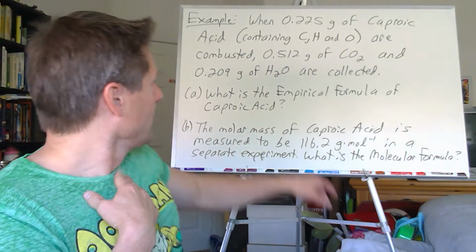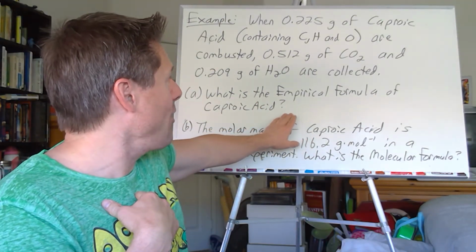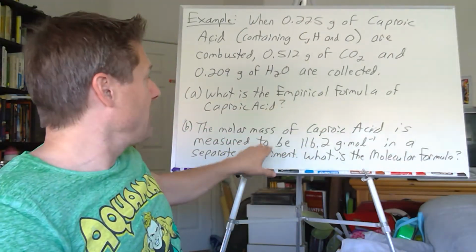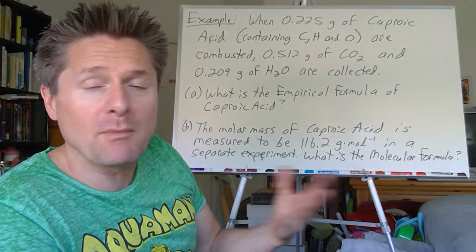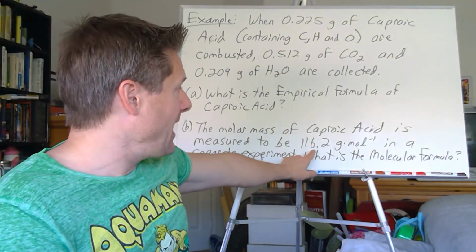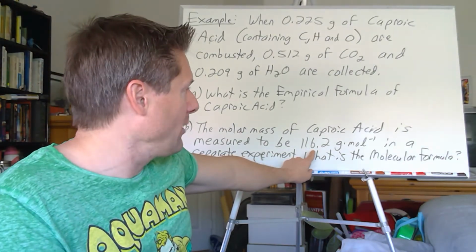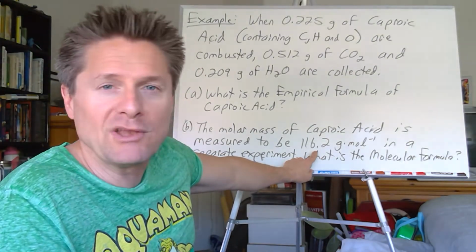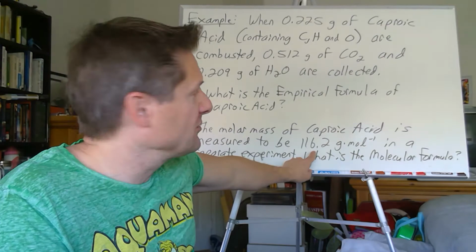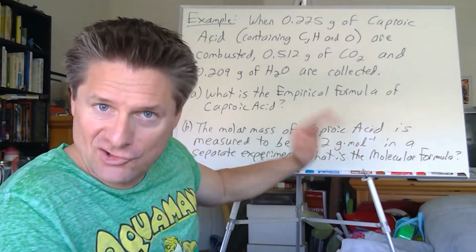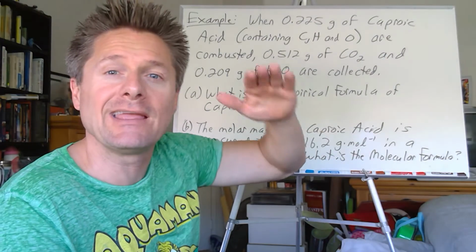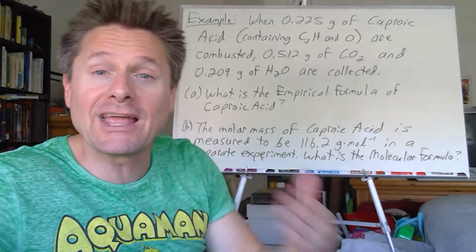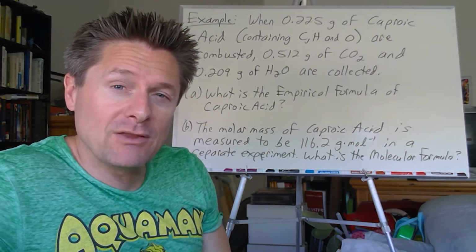Boom, we can do this. Notice A and B. Oh no, what is the empirical formula of caproic acid? We're just going to set up our table like we did last time. And then B, in a separate experiment, maybe from a mass spectrometer or something, the molar mass, they could do molecular mass as well. The molar mass of caproic acid is found to be 116.2 grams per mole. If it was molecular mass, it'd be 116.2 Daltons or atomic mass units or something. What is the molecular formula? So just like we did last time, we'll figure out what N is by taking this molar mass divided by the molar mass of the empirical formula to figure out what N is, that integer that relates the molecular to the empirical formula. I highly recommend you pause this.